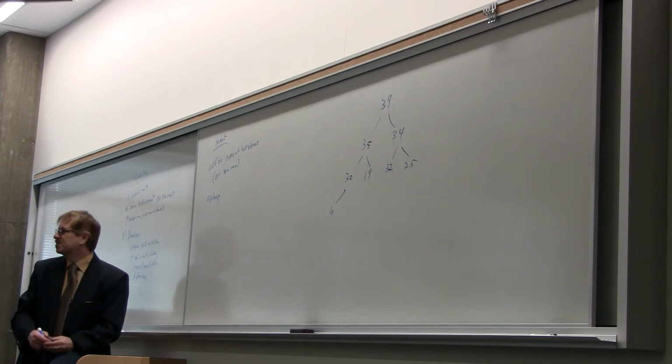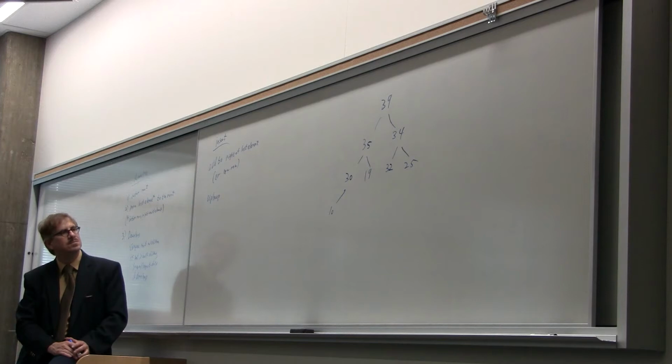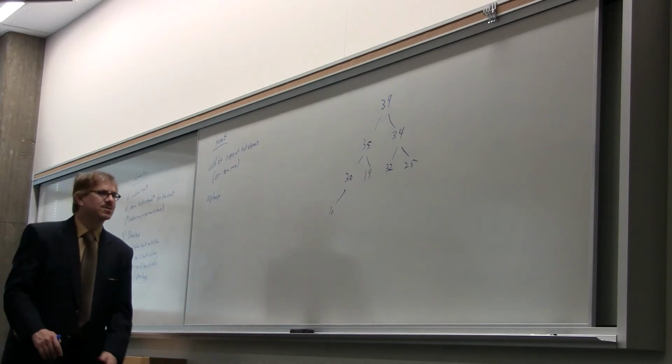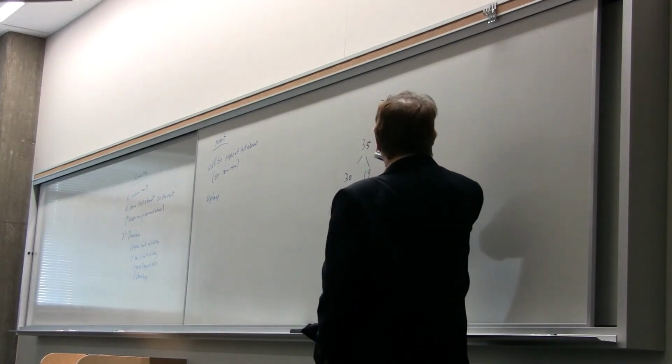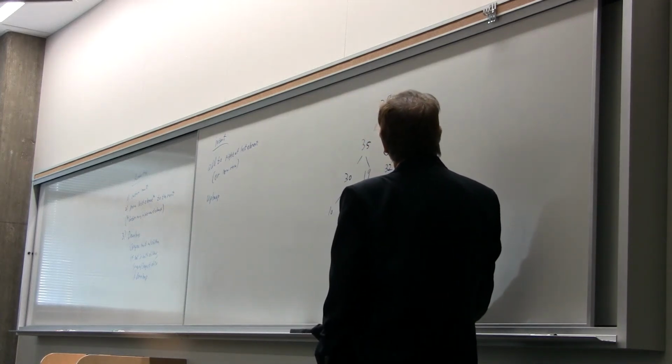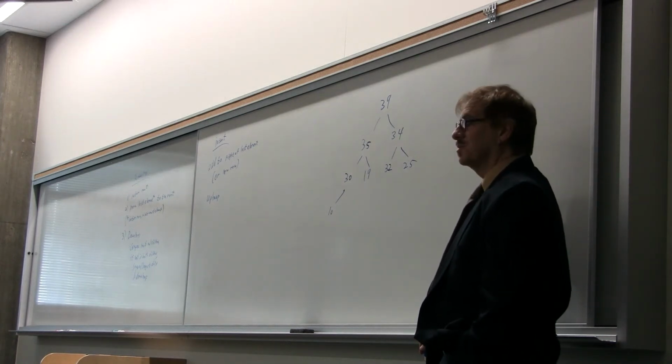So a million numbers, insert 20 operations, remove maximum 20 operations. Just to make sure, it's not guaranteed that everything less than 35 is going to be under the 35 subtree. Correct. Yeah, we've got 25 over here, for example. The only property it needs is that the root is bigger than both its children.